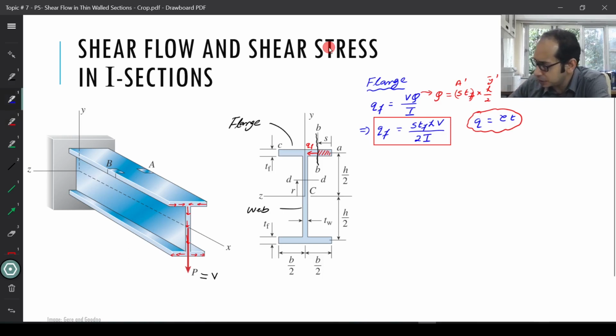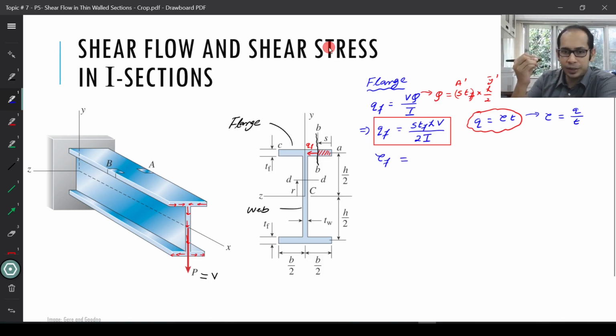So this also essentially gives you the relation that your tau equals q divided by t over here. If I just write it out, my tau of f is going to be q of f divided by the t of f. So essentially this t of f goes for a toss over here. What you get is the simplified relationship as s h v divided by 2I.